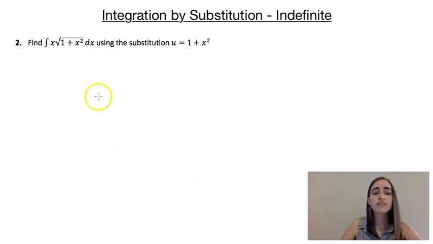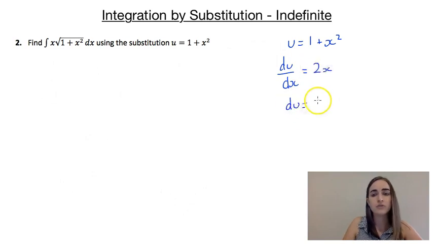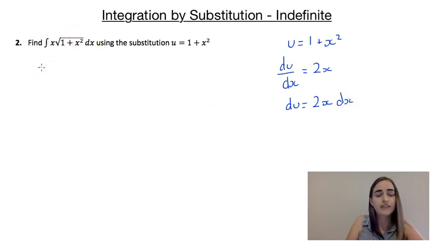Our second example asks us to find the integral of x times the square root of 1 plus x squared dx using the substitution u equals 1 plus x squared. Again, we'll start off to the side by just writing down what our substitution is. That means that du/dx would give us 2x, which means that du would be equal to 2x dx. Now if we rewrite this, that's going to give me the integral of x times the square root of u, because that 1 plus x squared is my u, and that's dx.